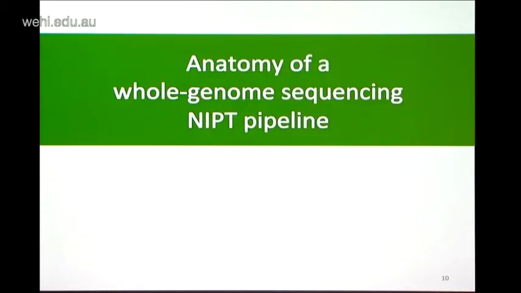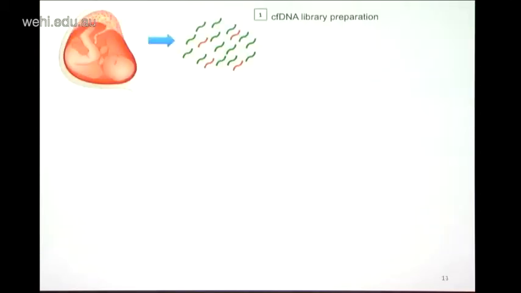So I'm going to take you through a standard pipeline that uses whole genome sequencing of cell-free DNA in maternal plasma to detect trisomy. So once you get a blood sample from the pregnant woman, in order for the fragments to be sequenced, it needs to be prepared into a library.